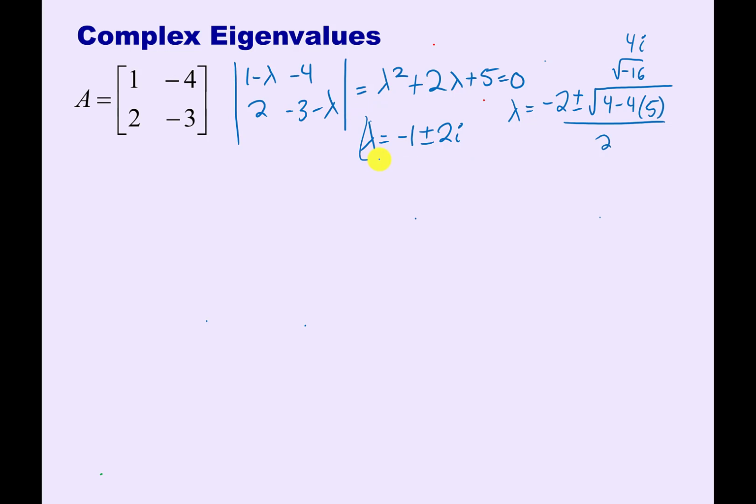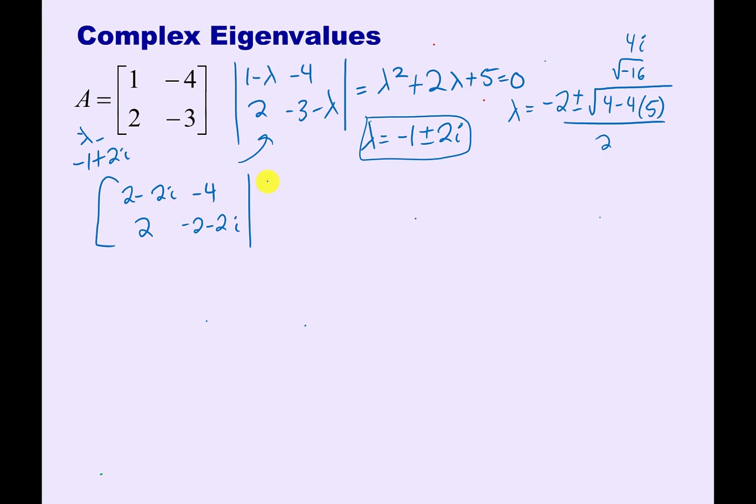So now let's go ahead and find an eigenvector. So let's take our matrix A minus lambda I, we're going to put in negative 1 plus 2i. So if we have negative, negative, make a positive, that'll be 2 minus 2i, negative 4, 2, minus 3, minus makes plus, negative 2, and minus 2i. Now we augment this with zeros to find eigenvectors, and I'm only going to do this once so you can see what happens, and then we won't have to mess with it after that.